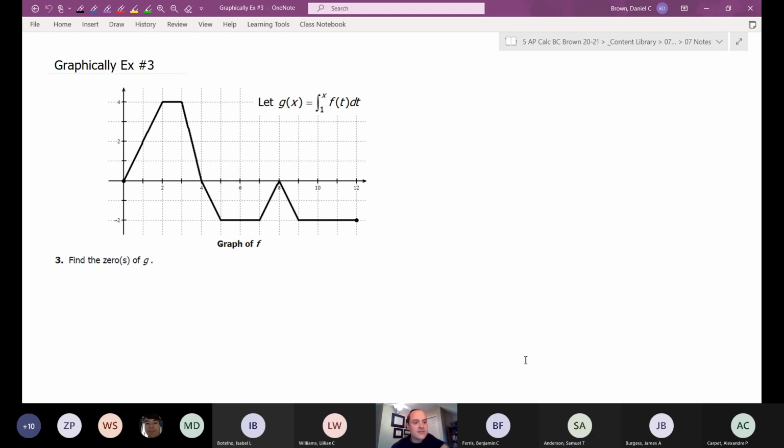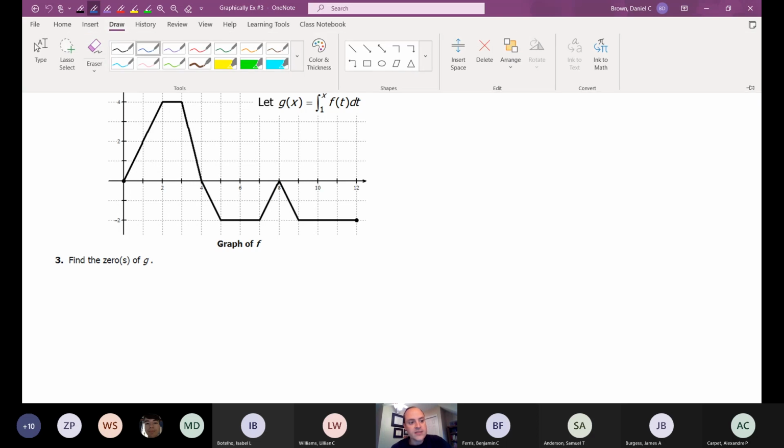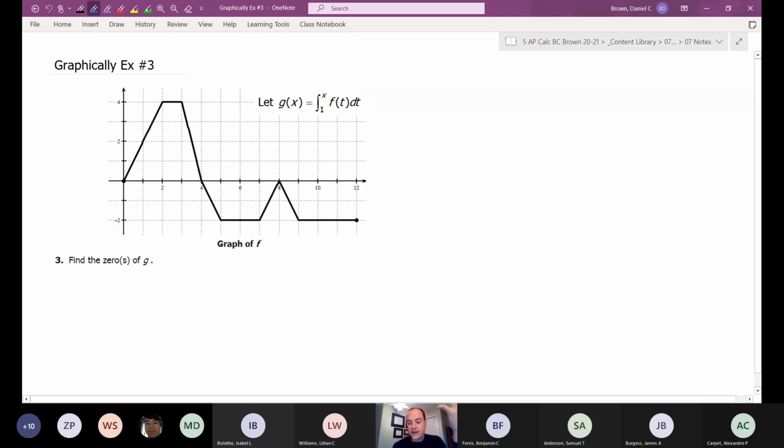But looking at this, we are asked to find the zeros of g. So we want to interpret this as an integral defined function. If I want to find the zeros of g, let's think about what that means algebraically. If I need to figure out where a function has zeros, we know that's where it's going to cross the x-axis, or basically where we set the y, the actual graph, equal to 0 and solve. Well, in this case, g is an integral defined function, so I do want to find when g of x is equal to 0.